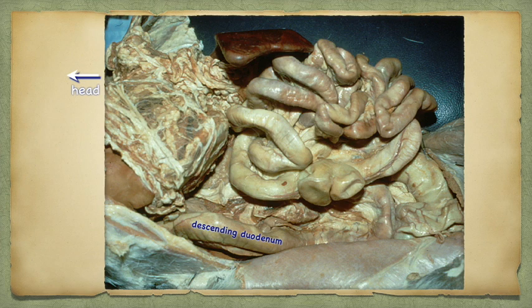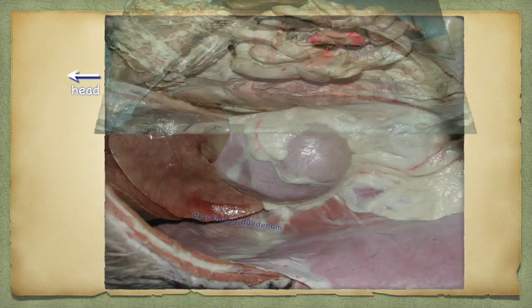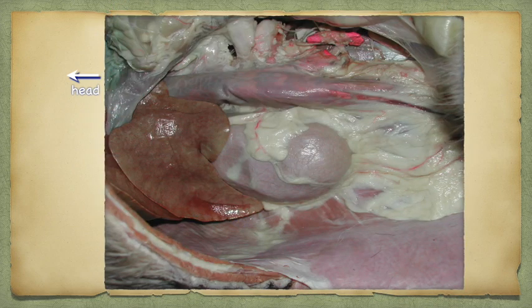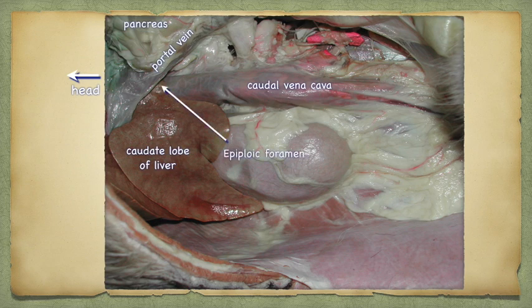Now, here we've got the animal turned the other way. If we take that descending duodenum and we reflect it away from the body wall like this, we then have exposed the pancreas up there, the portal vein within that mesentery. We see the caudal vena cava and the caudate lobe of the liver. Right here between that caudate lobe of the liver and the portal vein, we have an opening known as the epiploic foramen. This is the only entrance into that omental bursa between the superficial and deep leaf of the greater omentum.